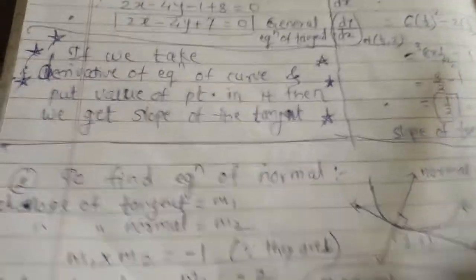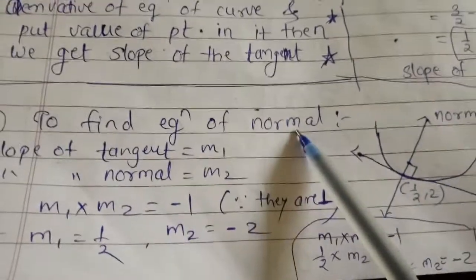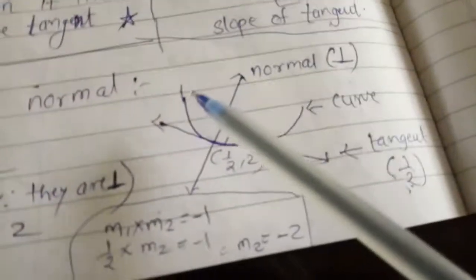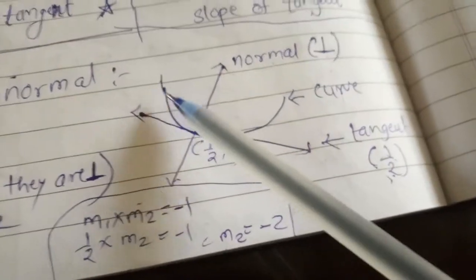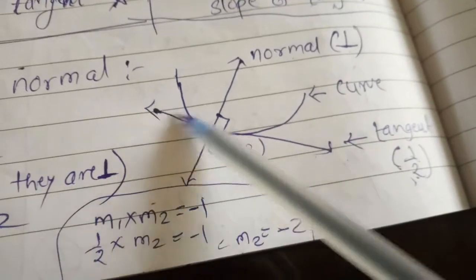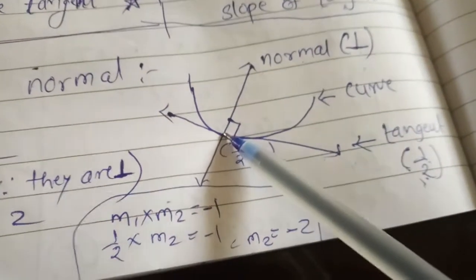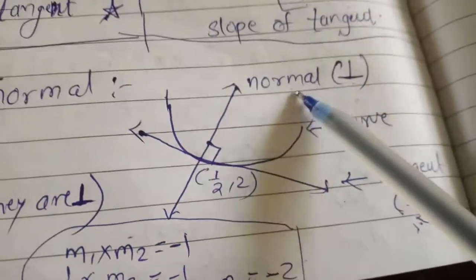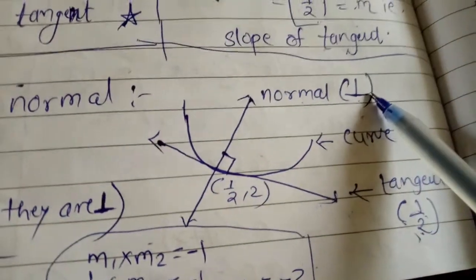Now see how to find out the equation of the normal. So first we are going to know what the normal is. The same figure I draw here and the same example we are going to repeat. So this is the curve, you know, and this one is the tangent, and through this point we are going to draw a perpendicular, and this is nothing but the normal. So normal is nothing but the perpendicular.